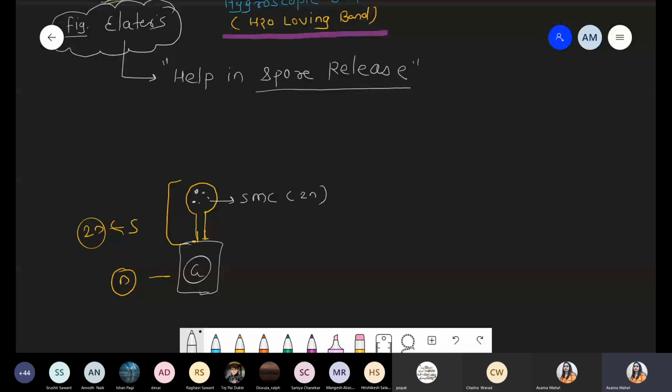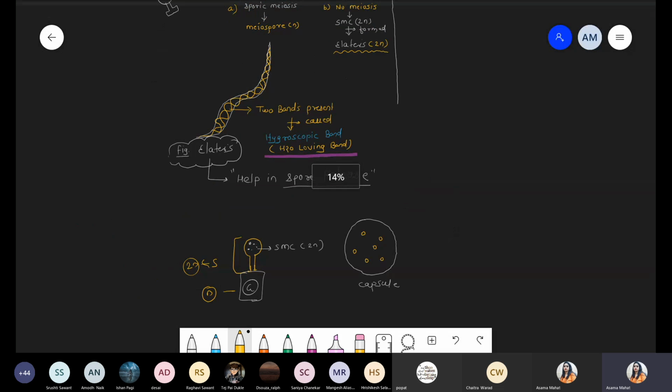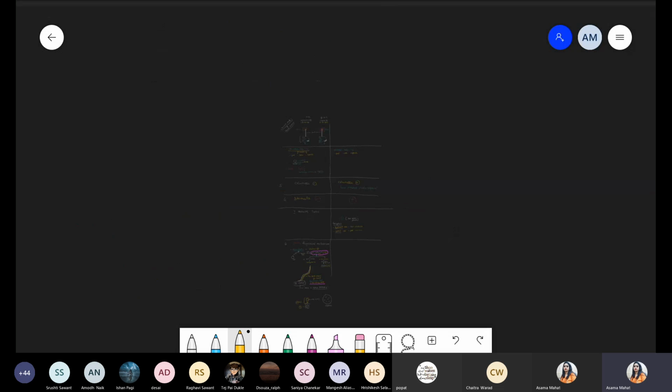Spore mother cell. So we discussed the two scenarios. The spore mother cell undergoes sporic meiosis and forms a spore, right? So now how do they release the spore? Because the entire structure is covered with the capsule. For example, I draw the capsule large. Inside this capsule there are so many spore mother cells. The spore mother cells undergo meiosis, and after meiosis they form spores.